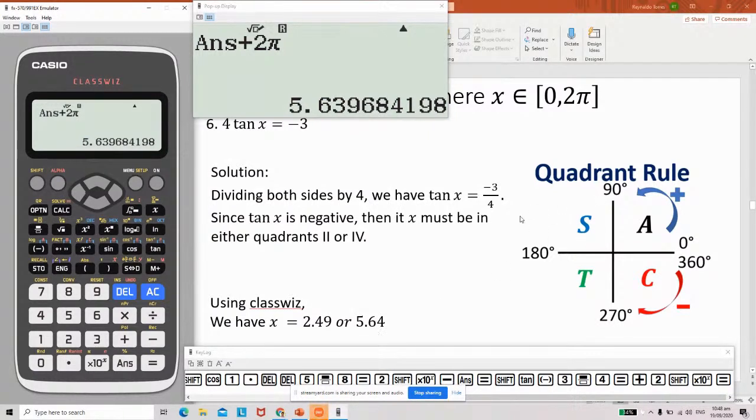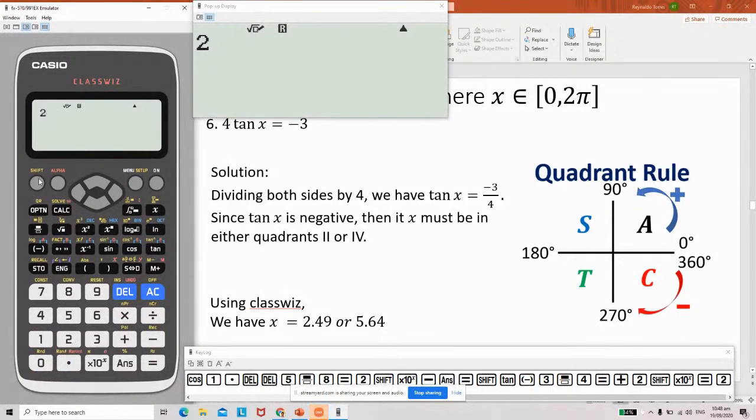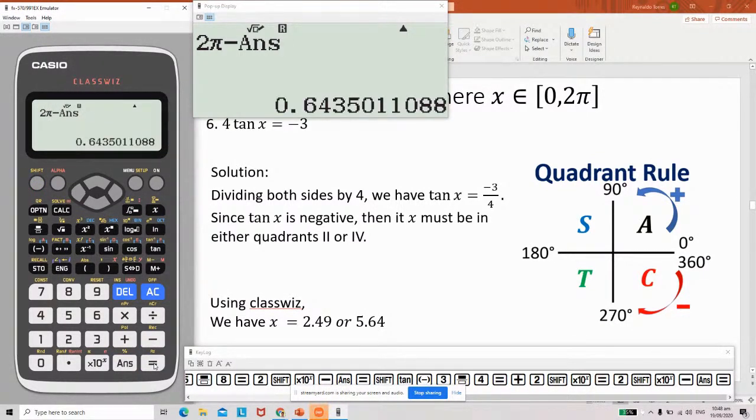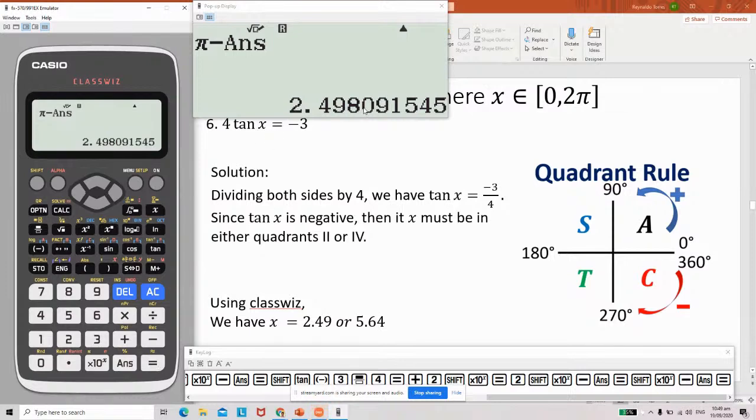So, paano naman po yung nasa second quadrant? Paano gagawin natin? Kunin si reference angle. Paano kukunin si reference angle? Kung nasa fourth quadrant yung angle, subtract from 2 pi. Siya si reference angle. So, 2 pi minus the angle will give you the reference angle. Kay second quadrant, yung angle, subtract the reference angle from pi. So, shift pi minus the answer is equal to 2.49809. Aha, so may mali pala ako sa pag-round off. This should be 2.50.